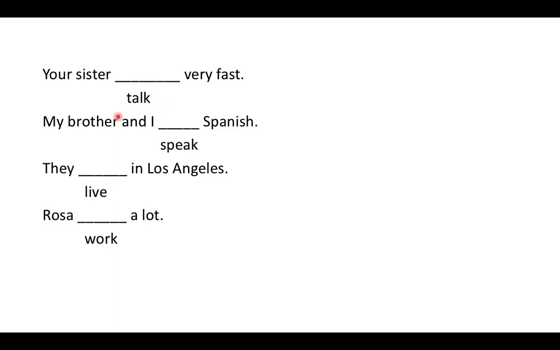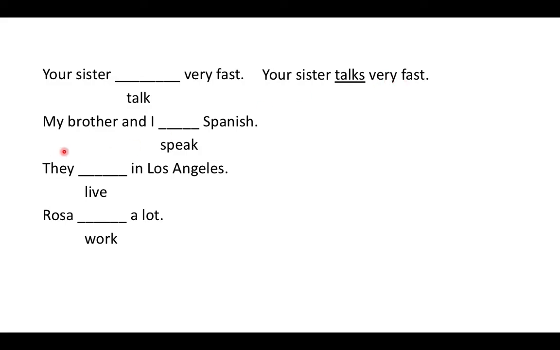So from what we've learned before, we know that the only reason you need to change the verb from the present is depending on who we're talking about. If we talk about a he or a she or it, we need to add an s at the end of the verb. So for example, this sentence, your sister, and our verb is talk. So your sister is a she. So it's going to be your sister talks very fast.